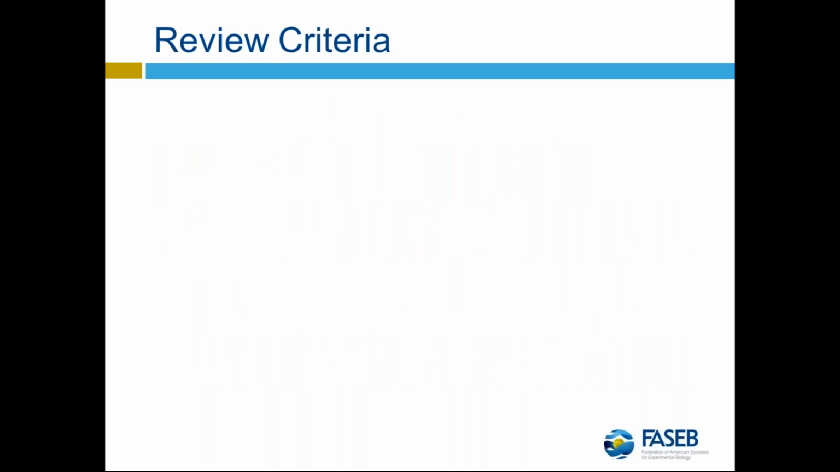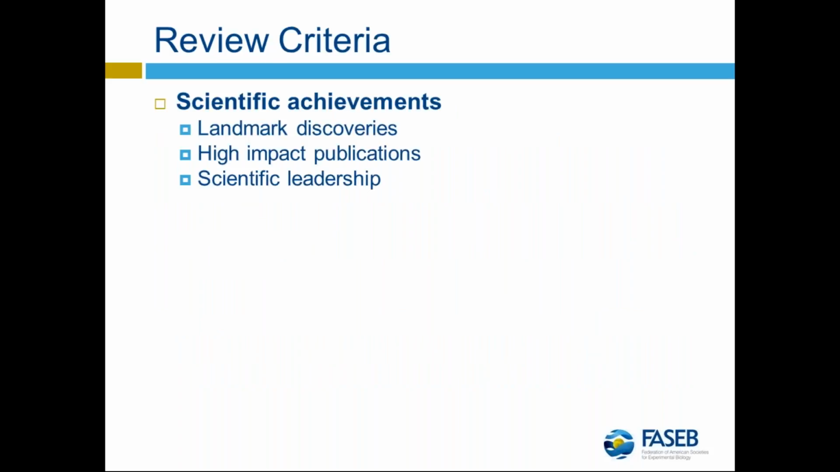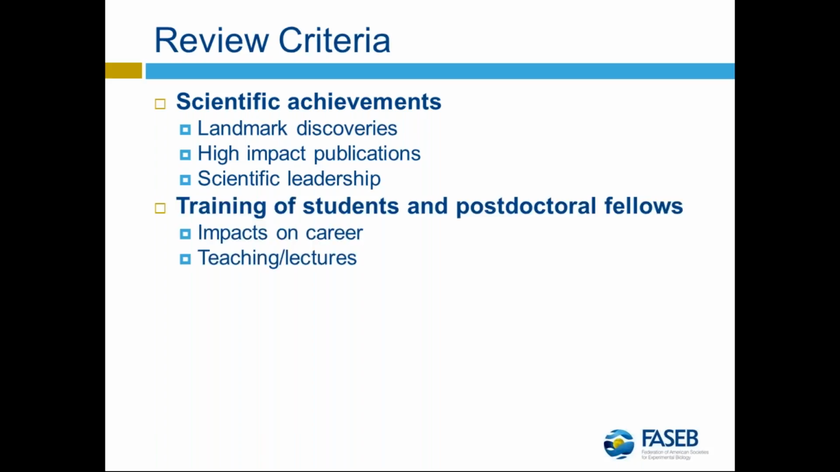So we have the criteria, or the eligibility. What are the review criteria? This award recognizes scientific achievements. What does that mean? We're looking for landmark discoveries, high-impact publications, contributions to the field, and scientific leadership. We're also looking at their role in training students and postdoctoral fellows. What are their impacts on careers? And what is their role in teaching and giving lectures, both at their university and within the scientific community more broadly?